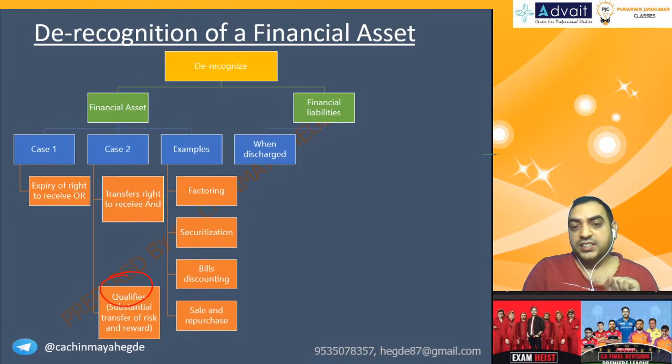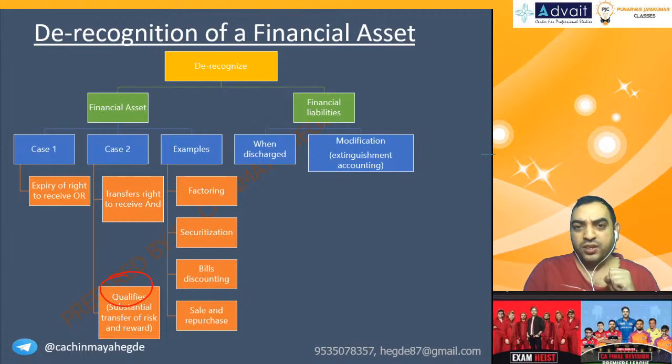Now, financial liabilities are derecognized when discharged, when you make a payment to your creditor or repay your loan. What is important is the modification and extinguishment accounting. Some of you were asking yesterday also: when you take a loan, convertible debenture or non-convertible debenture, if the market rate changes, should we make a change in our books? Generally, no. Amortized cost basis is not required. But even under amortized cost basis, this modification may have an impact.